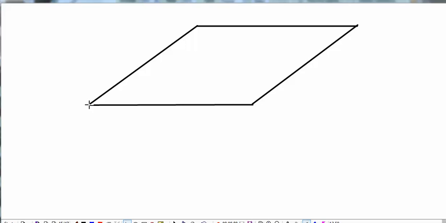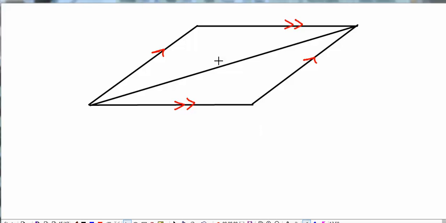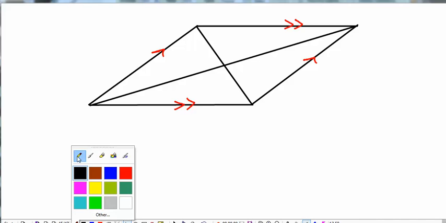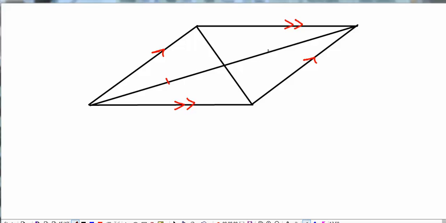And you've got a parallelogram, right? If these opposite sides are parallel to each other, then it's a parallelogram. Agreed? Now look, this is a diagonal, isn't it? Non-consecutive vertices connected. That's a diagonal. This is a diagonal. If they bisect each other, then this piece is congruent to this piece, and this piece is congruent to this piece.